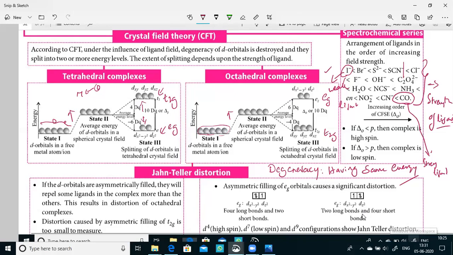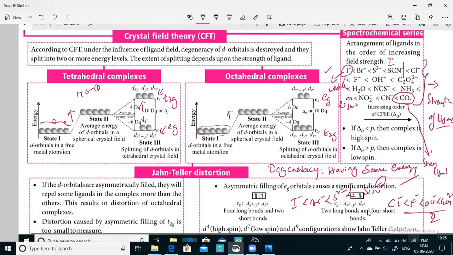So they will ask which order is correct. Here in the spectrochemical series, the first one is I minus, the iodide ion, next Br minus, next sulfide, next thiocyanate. You can make this the first part. And next chloride, F minus, OH minus, and oxalate, C2O4 2 minus. You can take this as the second part.